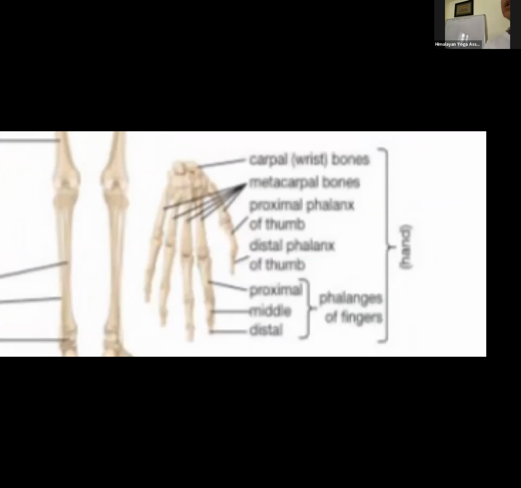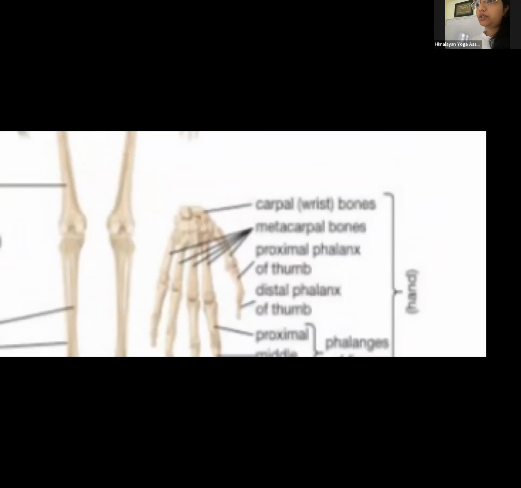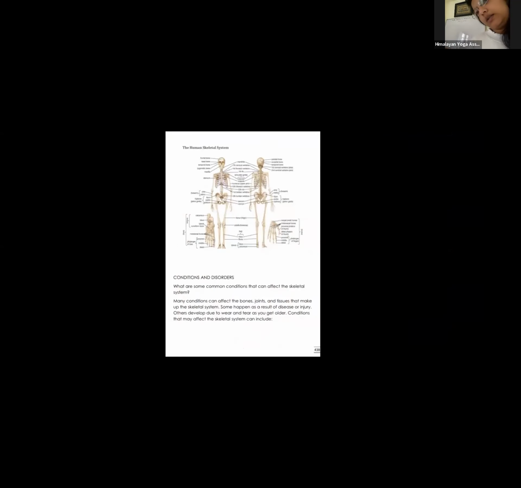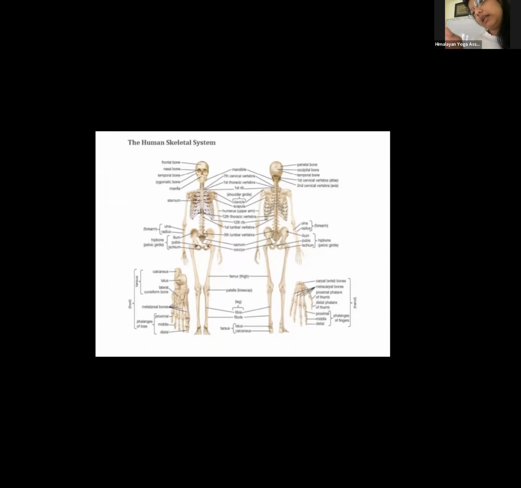I've told you distal is away from the origin, proximal is towards the origin, and middle is in between. Then we have phalanges, metacarpal, and carpal in the arm. So this is the overview. This is what we study in the bones. The human skeletal system is mostly composed of bones. So these are all the bones that we are going to study in detail.